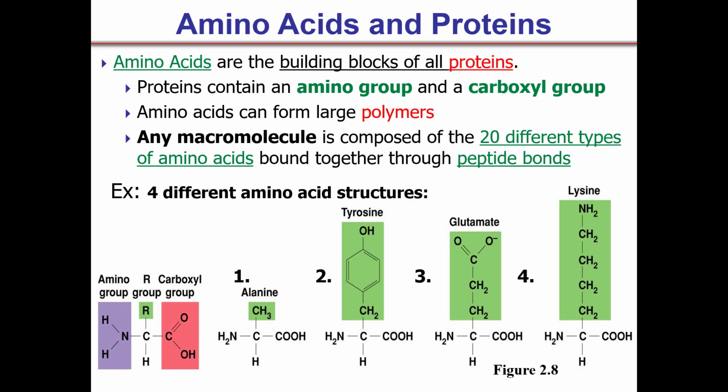So in alanine, you've got a simple methyl group, and then in tyrosine, if you look, it's got a big benzene ring, that big 6-carbon ring in there.